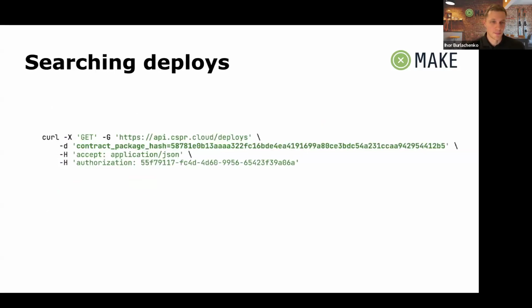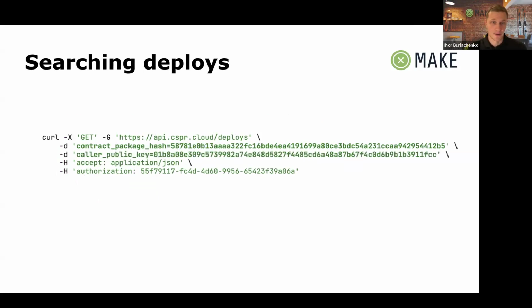So, searching. Obviously you can filter, and filtering happens in a predictable, RESTful way. You just add a query parameter. In this example, we ask for deploys filtered by contract package hash, and we specify the contract package hash. We can filter by multiple properties. So we can ask for deploys that call a specific contract and are called by a specific caller account.